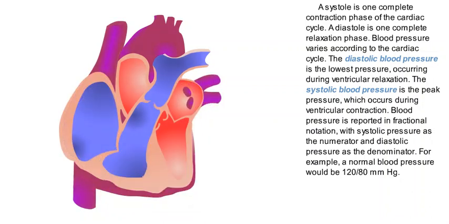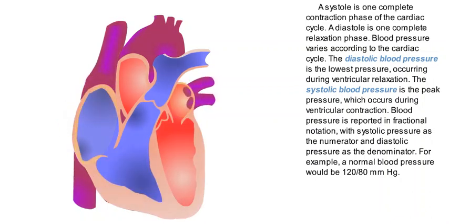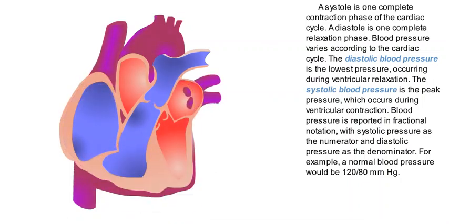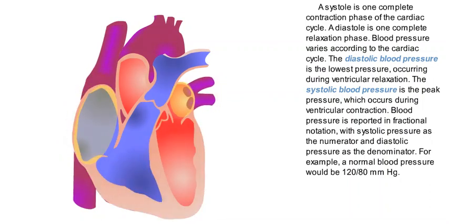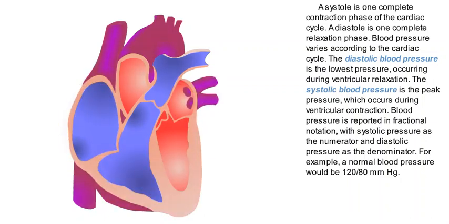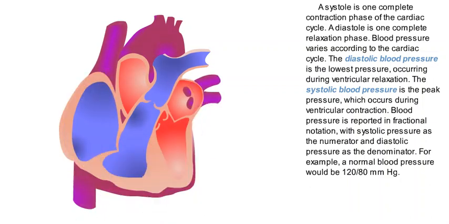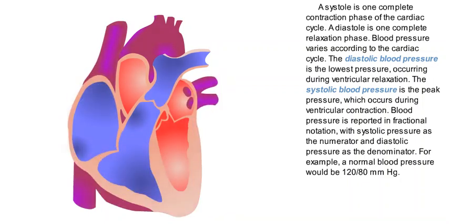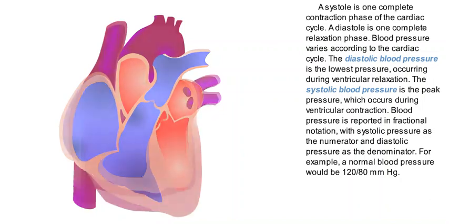Blood pressure varies according to the cardiac cycle. The diastolic blood pressure is the lowest pressure, occurring during ventricular relaxation. The systolic blood pressure is the peak pressure, which occurs during ventricular contraction. Blood pressure is reported in fractional notation, with systolic pressure as the numerator and diastolic pressure as the denominator. For example, a normal blood pressure would be 120/80 millimeters mercury.